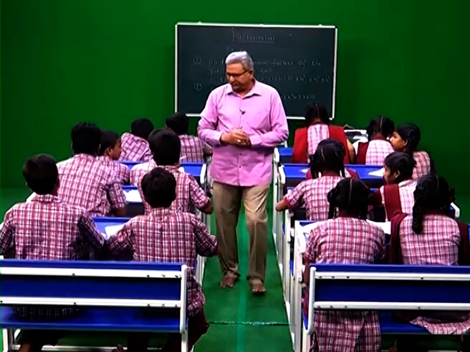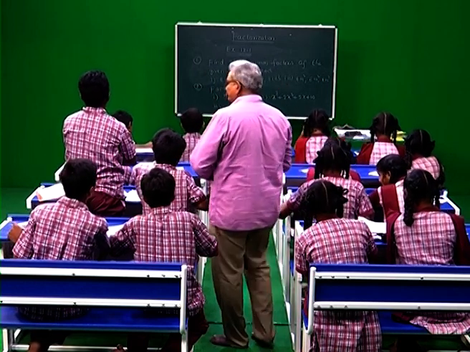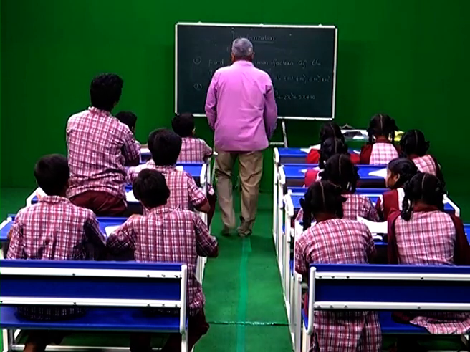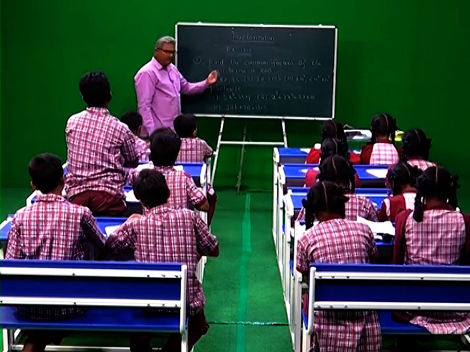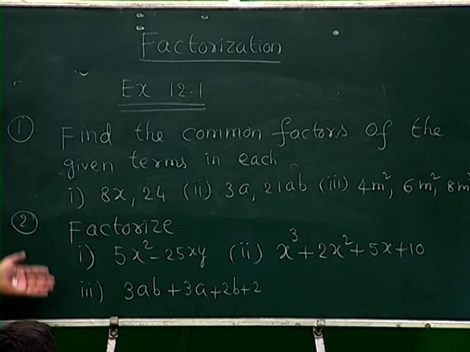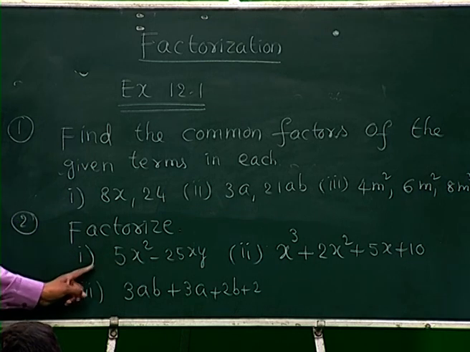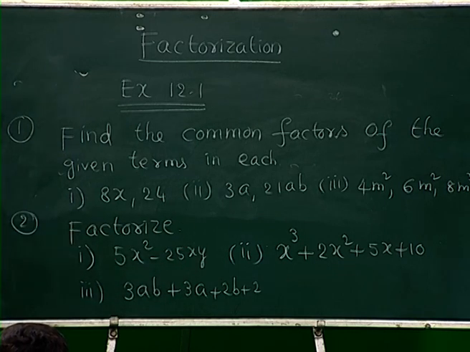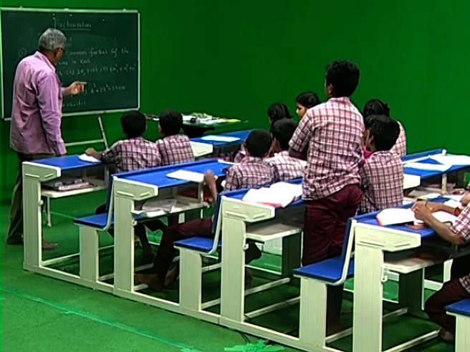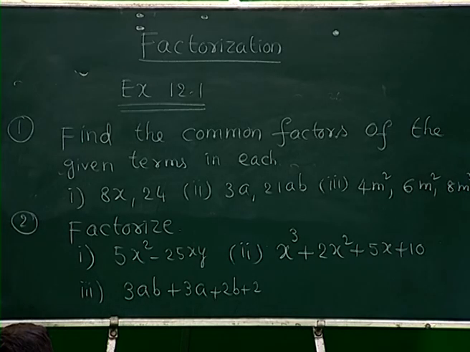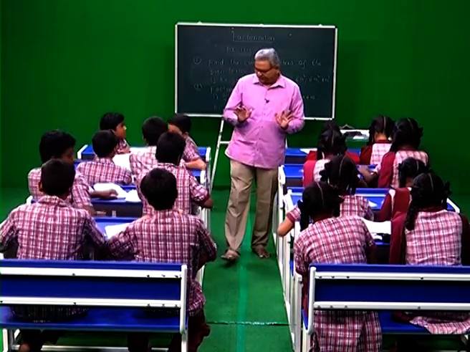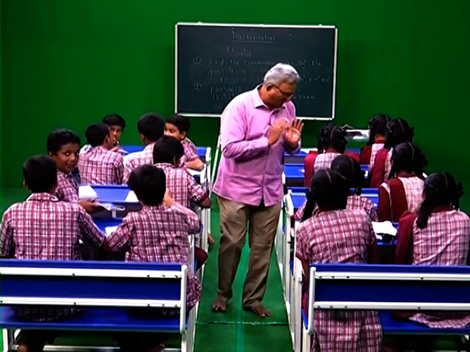Yourself, read once again. Find the common factors of the given terms in each. 8x comma 24, 3a comma 21ab. Third one, 4m square comma 6m square comma 8m cube. Okay. Factorize 5x square minus 25xy. Second, x cube plus 2x square plus 5x plus 10. Third one, 3ab plus 3a plus 2b plus 2. Very good. So, okay. Now, try yourself in the groups only. Don't worry. I will guide you. Don't worry. I will help you.